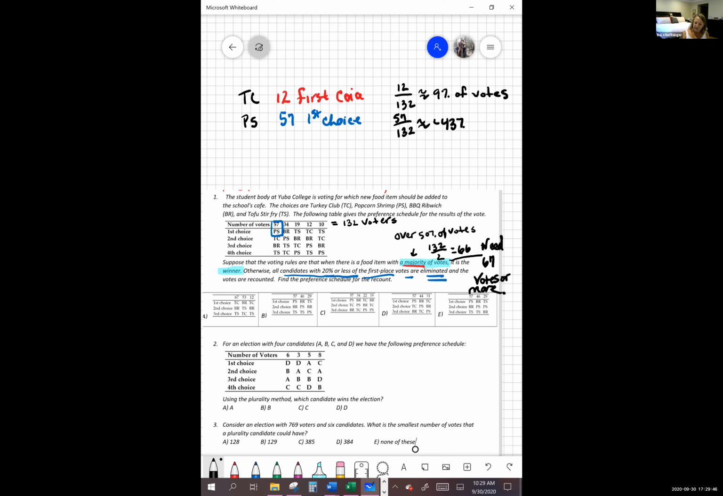Okay, and then we have the barbecue ribwich, the BR.